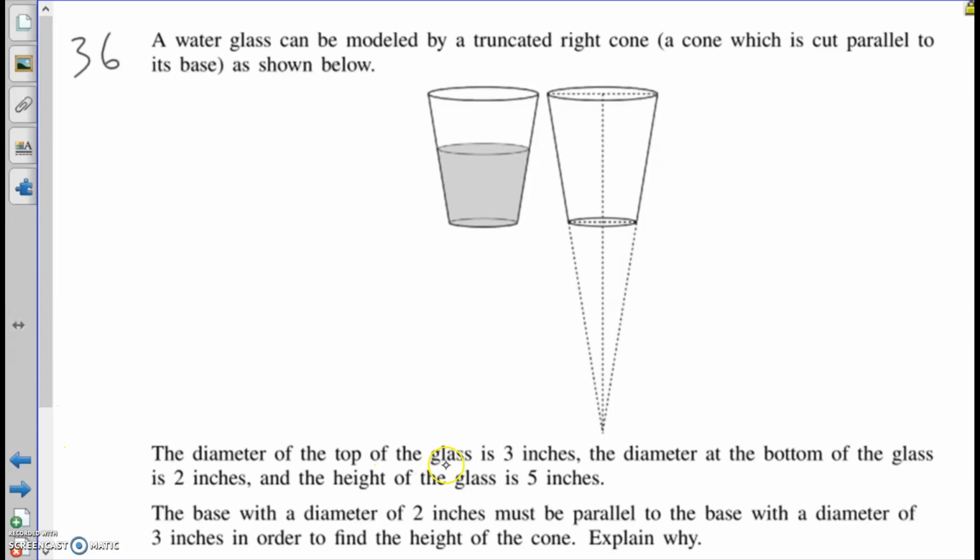So the diameter of the top of the glass is 3 inches. So this is 3 inches. The diameter of the bottom of the glass is 2 inches. This is 2 inches. And the height of the glass is 5 inches.